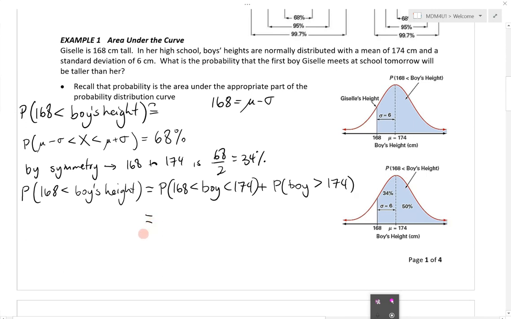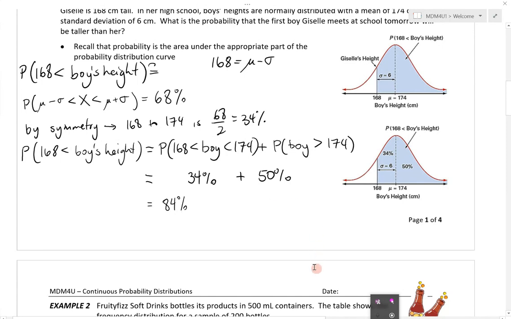So I can calculate this probability now as 34% plus 50%. And in total, that will be 84%. So therefore, the probability that a boy Giselle meets at random is taller than her would be 84%. I'm going to continue example number 2 in another video.